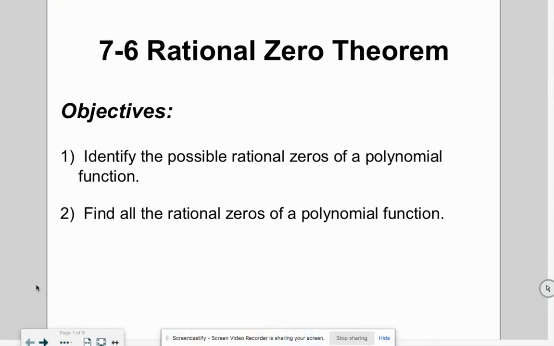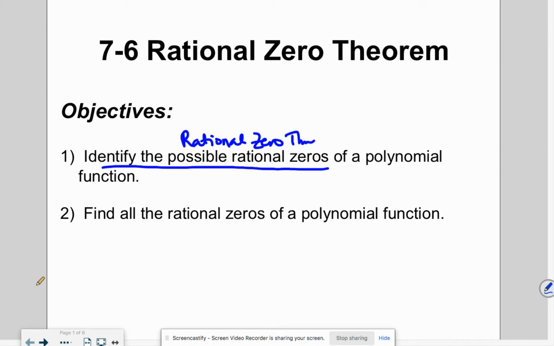All right, we're gonna wrap up the chapter today and talk about the rational zero theorem. So we're gonna put a lot of the skills that we've been building and developing and learning into play with finding and identifying the possible rational zeros of a polynomial function and then finding them. So when we identify the possible rational zeros, this is the actual rational zero theorem right here. This is what we're going to be doing, okay? So identifying the possible rational zeros is the rational zero theorem, okay?